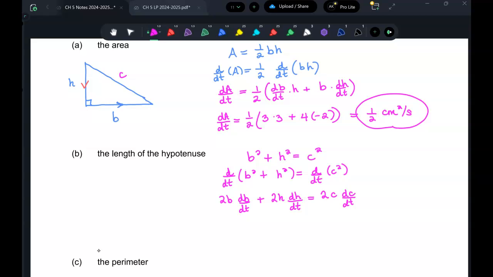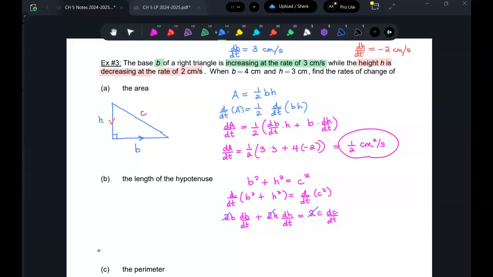Cancel out the twos. Makes it a little easier. All right. Now we're using the same measurements. So B was 4. dB/dt was 3, plus the height, which was 3 times -2. Okay.